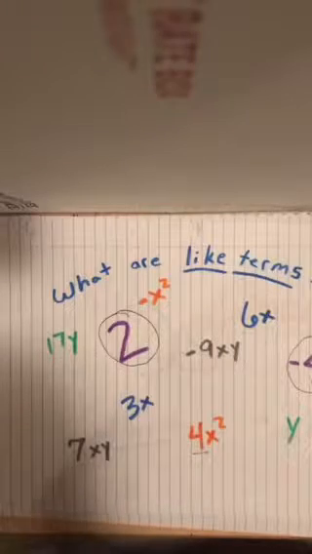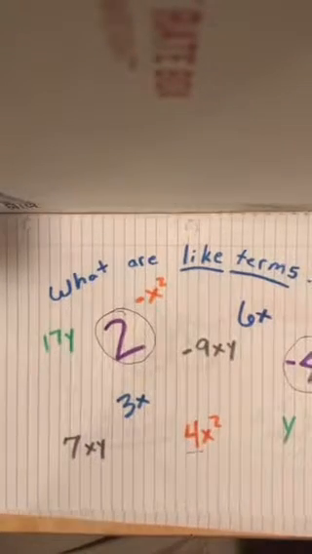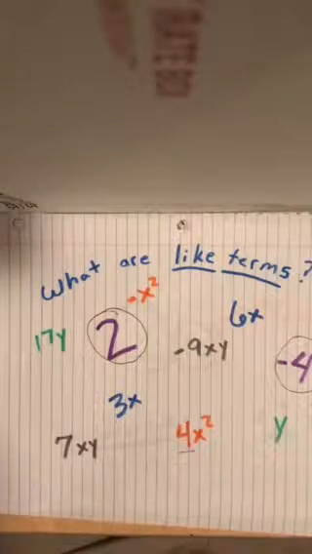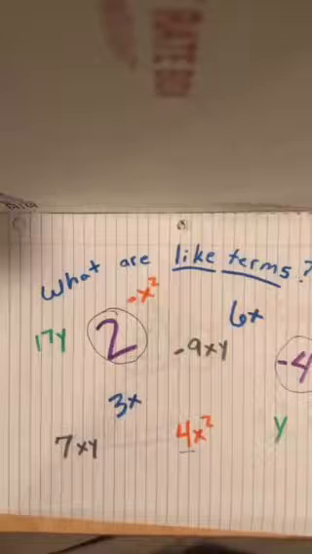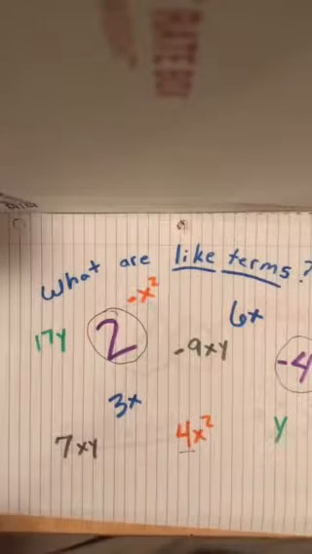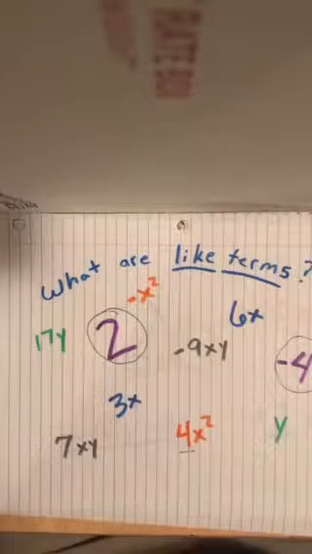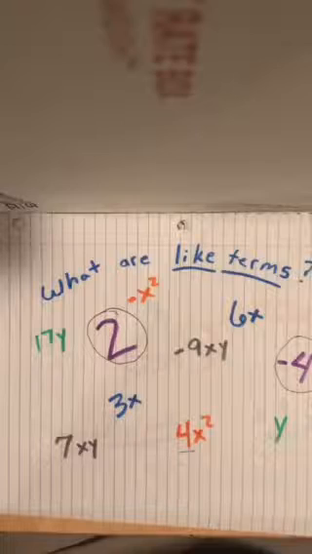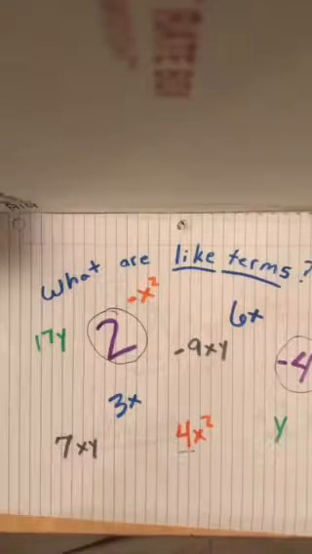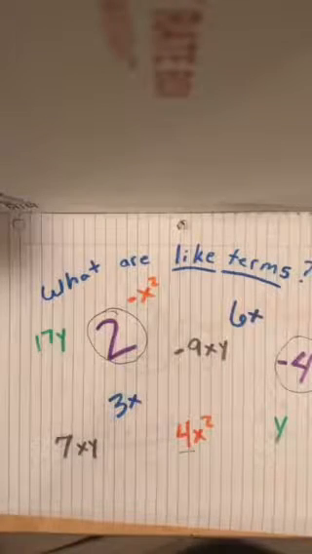So answering this question, what are like terms? We can see on this page we have a lot of different terms. Some have the same variable following a number, some have an exponent, some have two variables. But it's a matter of finding which of these variables are the same and then combining the terms that have those variables. So in this page, for instance, we see we have a 2 and a negative 4.